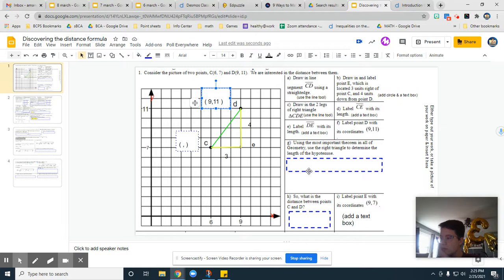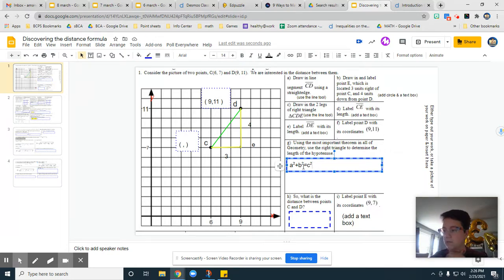Using the most important theorem in all of geometry, use the right triangle to determine the length of the hypotenuse. You can either type out your work in here, or you can write it out on paper, draw a picture, and insert it. I'm just going to type it out. So we know that A squared plus B squared equals C squared. We know this, yes? Okay, so we're going to use that to find the length of CD.